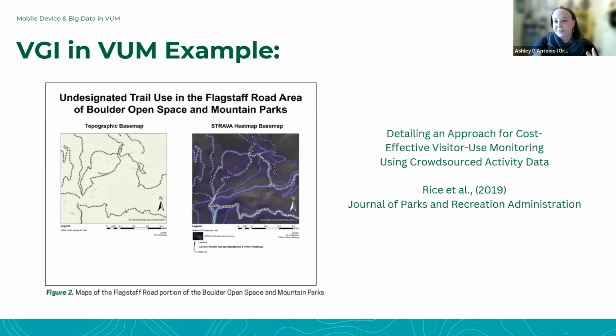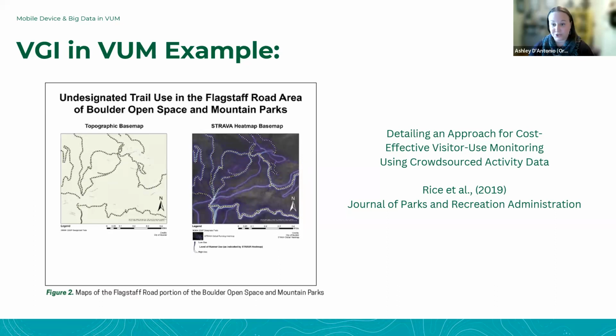I also want to show you a really quick and low-cost way to use these VGI data sets. This is from Strava, a paper from 2019, showing how even without having to download the Strava data or put it into your own map, you can get some information about visitor behaviors. This is from a protected area in Boulder, Colorado. Here on the left-hand side is a zoomed-in map of some of their trail systems. The dashed lines are the trails themselves. And on the right-hand side is essentially a screenshot of the Strava Global Heat Map.